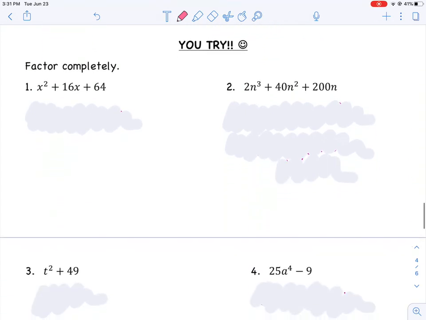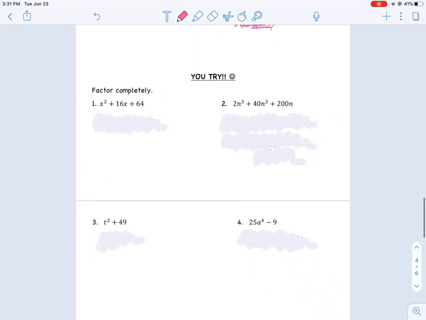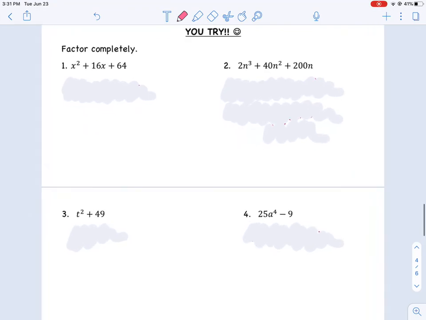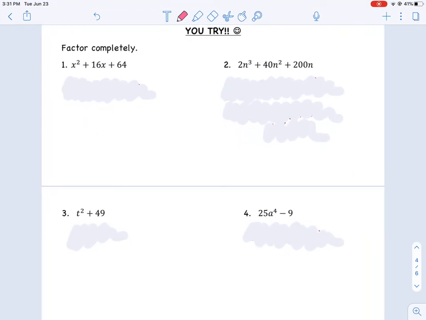All right, I'd like you to pause the video. I'd like you to try these 4 try it problems. This will be a good test to see how well you're understanding your perfect squares and difference of squares and making sure that you don't forget anything. So pause the video, try these 4, and then check your answers with mine when you're done.